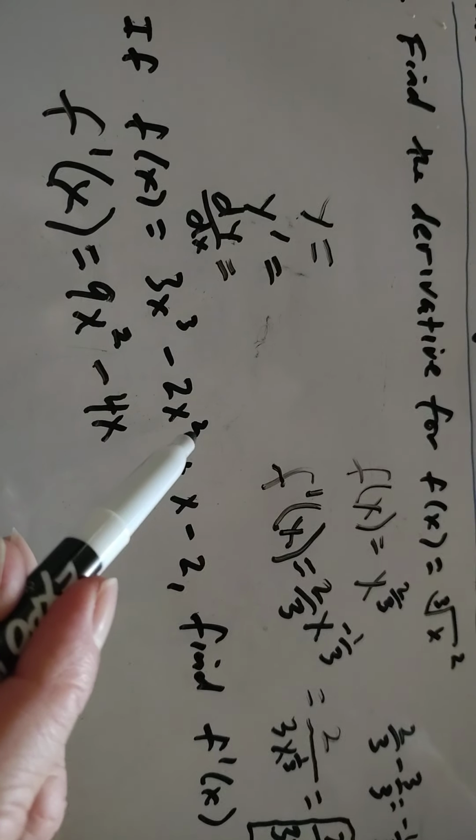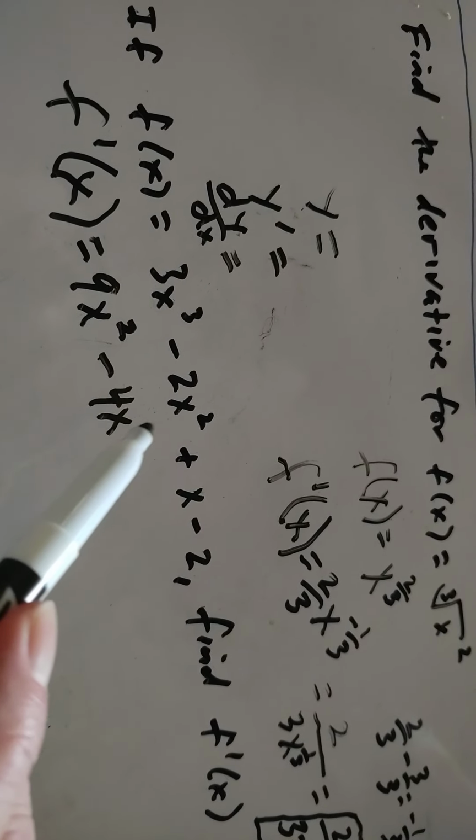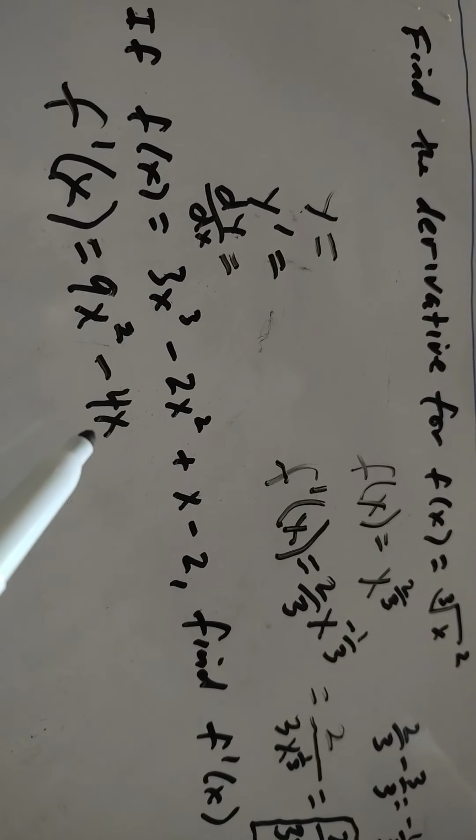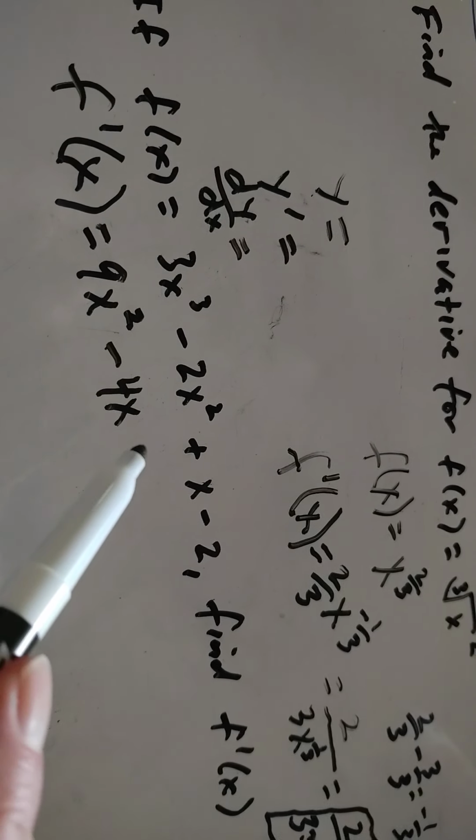X. And then decrease the power by 1. 2 minus 1 is 1. 4x to the first. You really don't have to write the exponent of 1. It looks better if you don't. It just means 4x. So just write minus 4x.